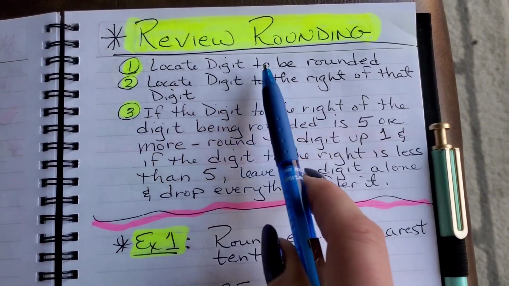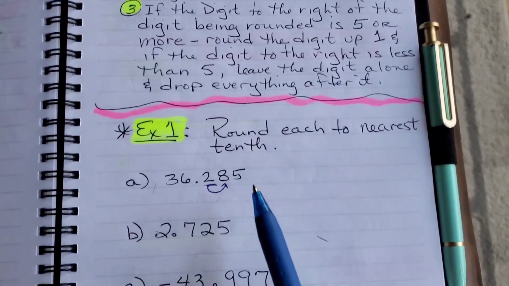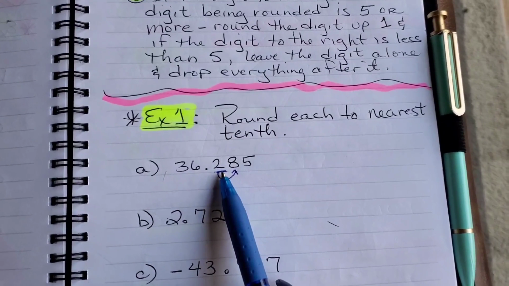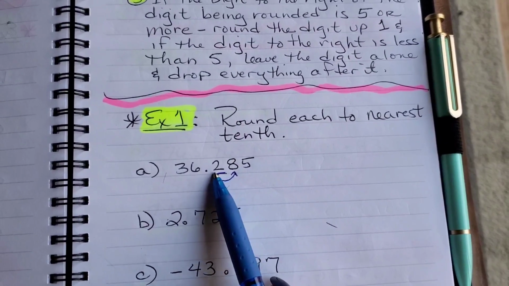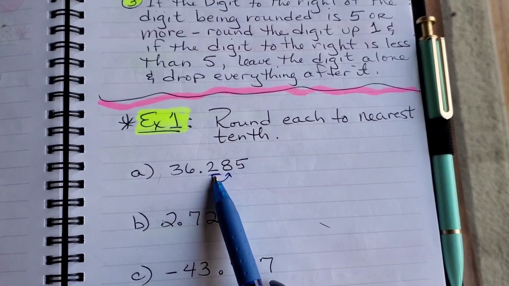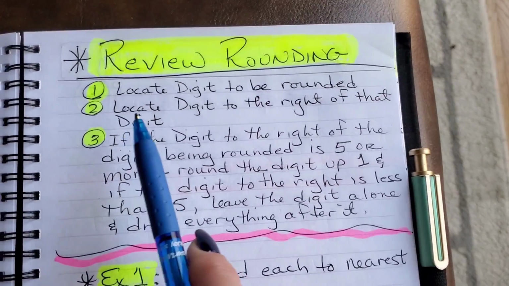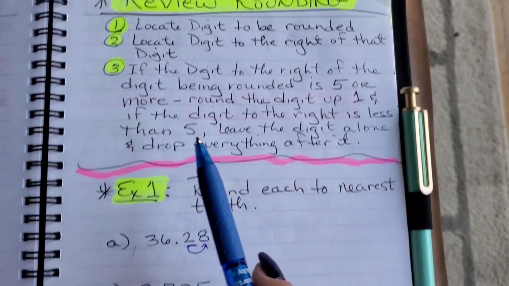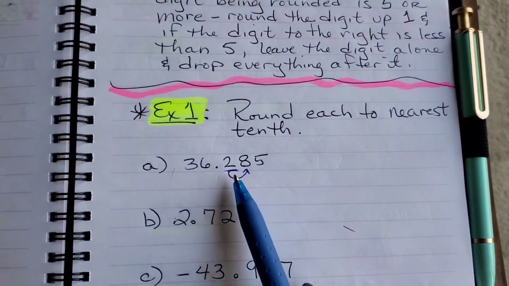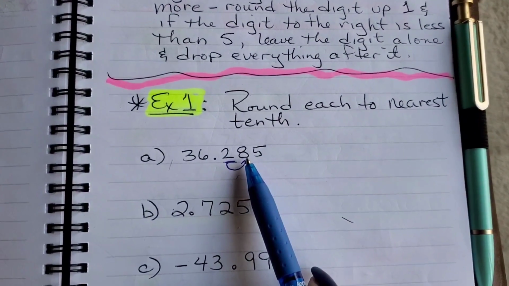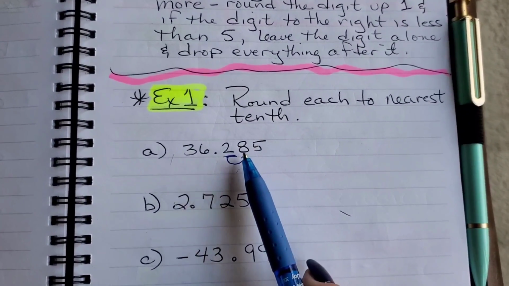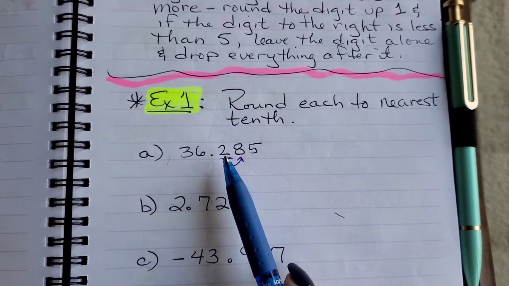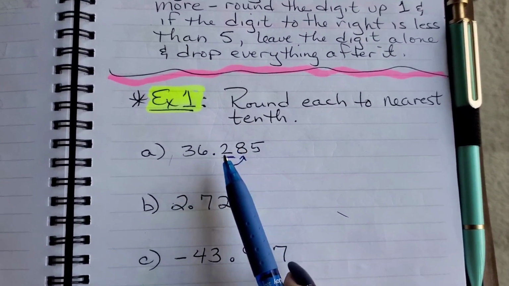Locate the digit to be rounded. So notice this is telling us to round to the tenths place. So I located the tenths place. What I normally do is underline it. So the 2 is in the tenths place. Step 2, locate the digit to the right of that digit. So now notice what I did. I drew a little arrow to the number that is directly to the right, because this is the number that's going to determine whether we round our tenths place up or leave it alone.